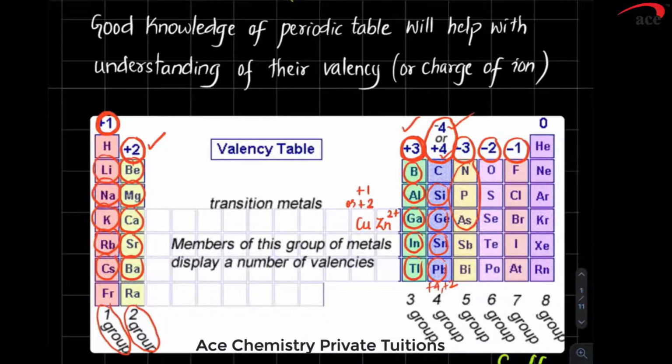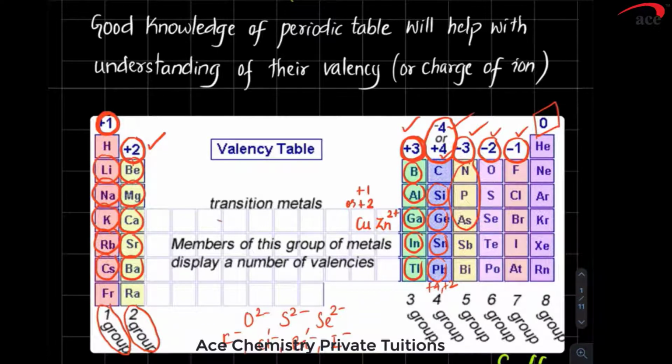Similarly, oxide, sulfide, selenide will have a charge of -2. Similarly, fluoride, chloride, bromide, iodide will have a charge of -1, while noble gases have 0 charge because they hardly form compounds. The periodic table will give you a very good understanding or realization of their charges.